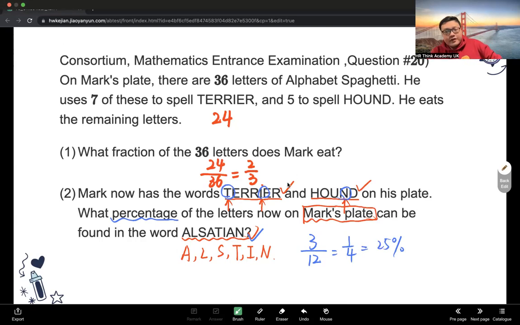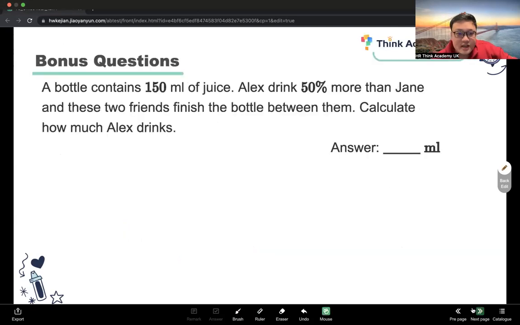All right, that's it for the first question. Let's move on to the second one. I think if you solve the 11+ practice round 2 questions, you're gonna see the similar question here. It says a bottle contains 150 milliliters of juice. Alex drinks 50% more than Jane, and those 2 friends finish the bottle between them. Calculate how much Alex drinks.